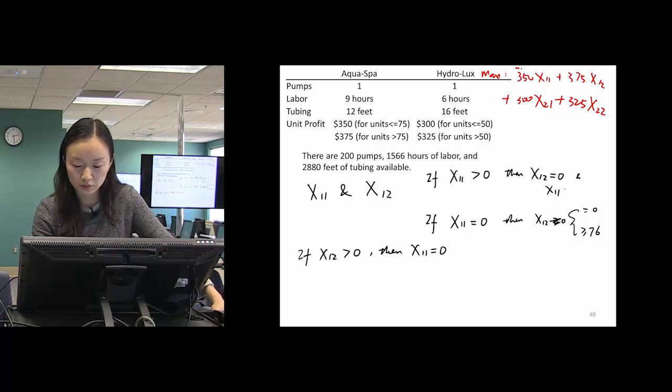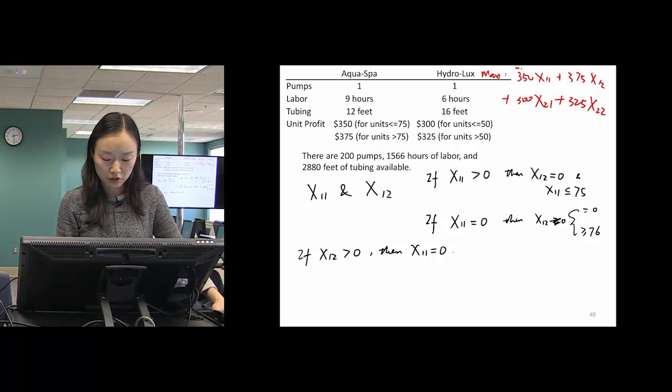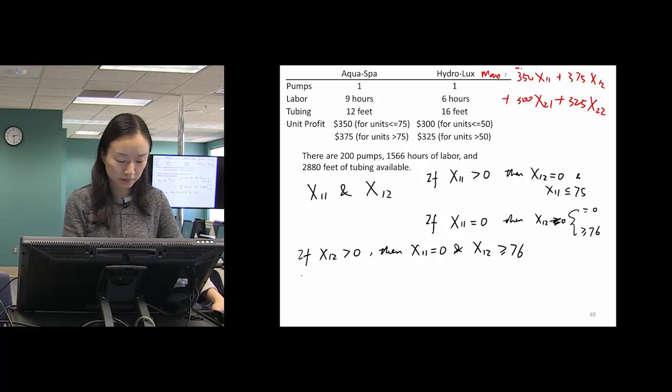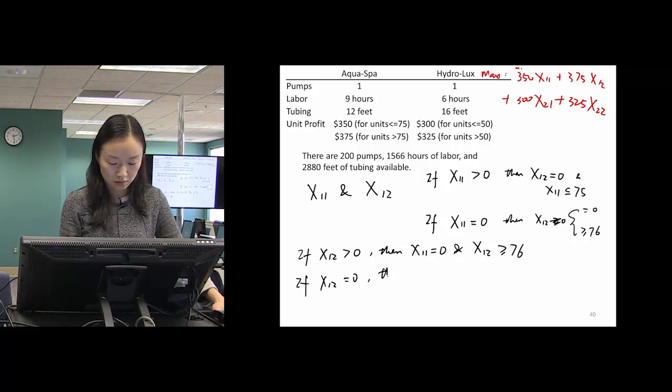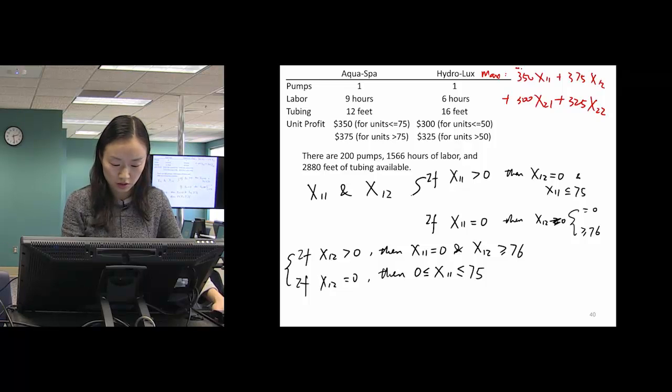Oh, sorry, I forgot to put this one. In this case, it needs to be less than or equal to 75. If x12 is greater than 0, then x11 needs to be 0, and at the same time x12 needs to be greater than or equal to 75, right? And if x12 is 0, then x11 needs to be greater than or equal to 0 and less than or equal to 75. So either of them.